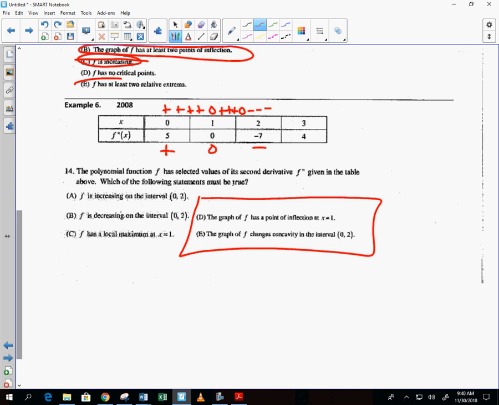So we do know this, and this is very simple. At 0, it's positive. At 2, it is negative. So over the interval of 0 to 2, does it change sign? So it must have a concavity change over the interval 0 to 2 at some point.